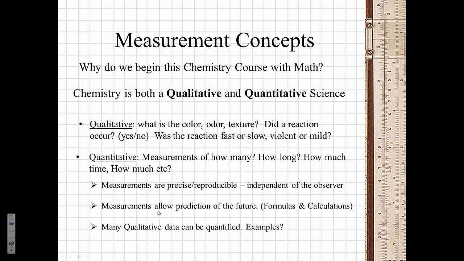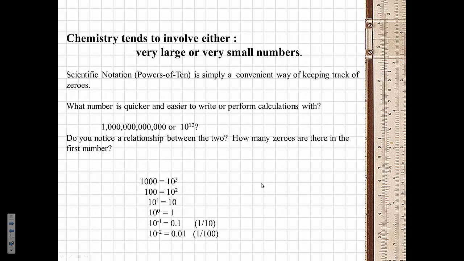So it's independent of the observer. The really neat thing about these measurements is that it allows us to predict the future. So using formulas and calculations, I can actually calculate how long it's going to take for a certain object to fall, or I can calculate how long it's going to take for a certain reaction to come to completion, and that sort of thing. So quantitative measurements allow reproducibility and prediction of the future. Now in chemistry and physics, and other branches as well, they tend to involve either very large numbers or very, very small numbers.